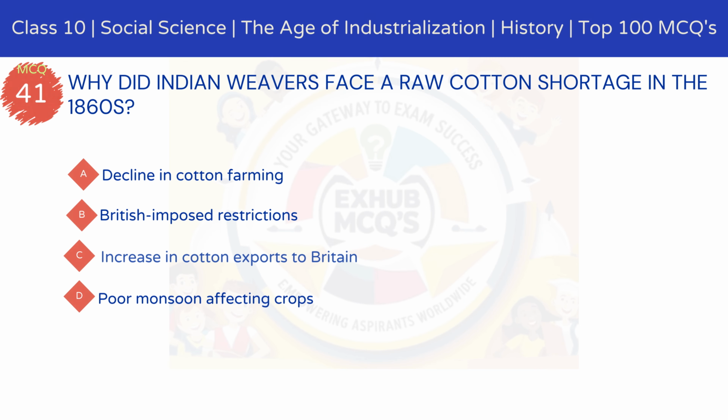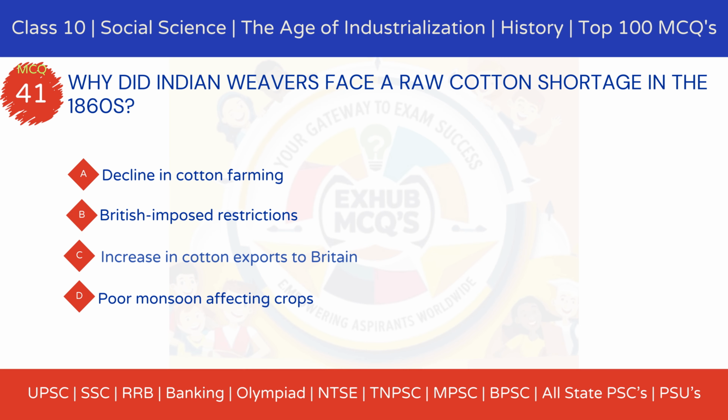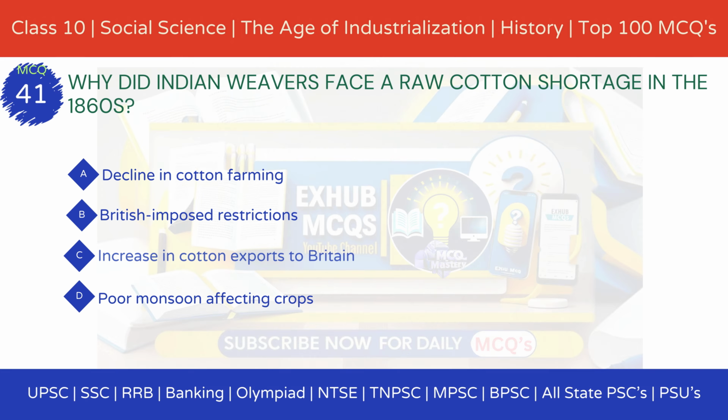consumers. MCQ 41. Why did Indian weavers face a raw cotton shortage in the 1860s? Option A, decline in cotton farming. Option B, British imposed restrictions. Option C, increase in cotton exports to Britain. Option D, poor monsoon affecting crops.